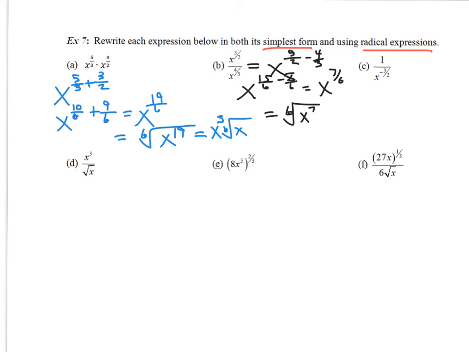But again, we can take out 1 group of 6 factors of x and still have 1 factor of x left underneath the radical. So that would be my simplified radical expression.